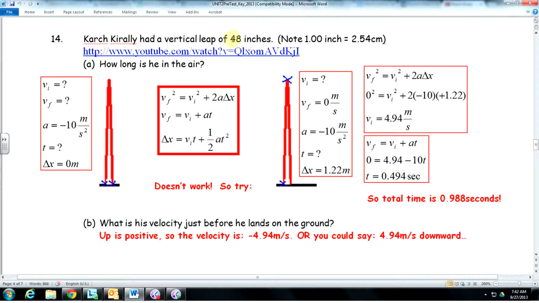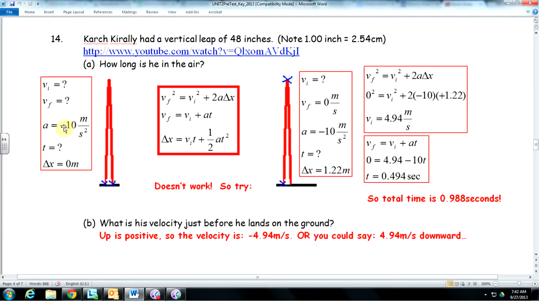His vertical leap of 48 inches isn't going to work for us because our acceleration is negative 10 meters per second squared. I think it's probably best if we go ahead and convert that. So using 1 inch equals 2.54 centimeters, we convert that into meters. Let's say we decided to have this be our initial condition and this be our final place, knowing that it goes up and comes back down. So the displacement is going to be 0.